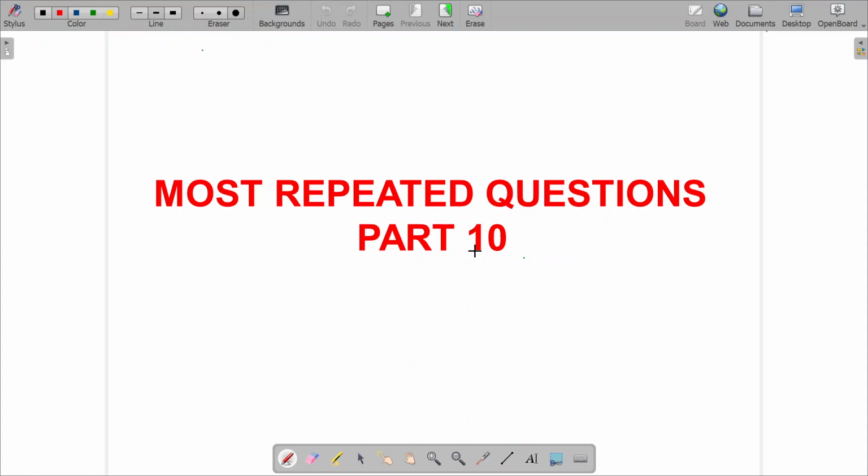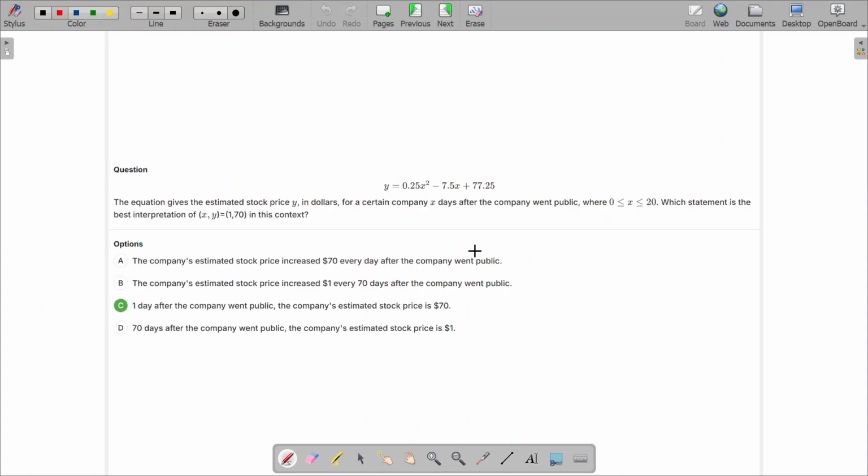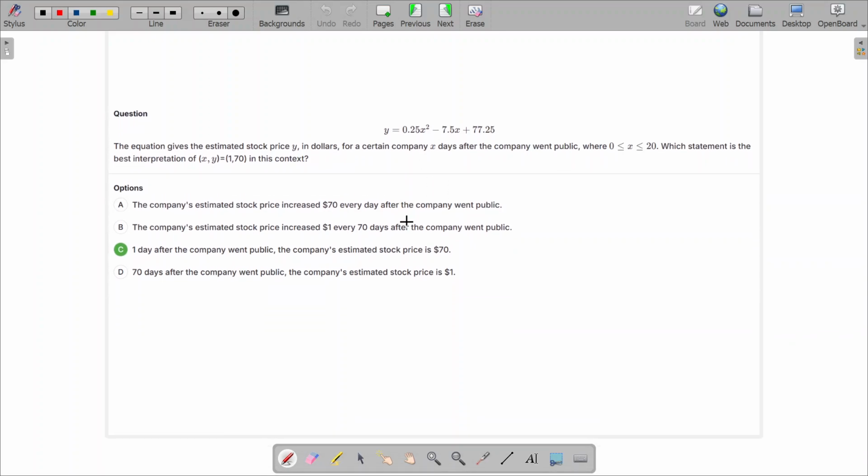Let's begin. This is part 10 of most repeated questions. So here comes the first question. Many of you will get confused because all the options look almost the same. Here the best approach would be to find out the units of these variables. So let me start with that.